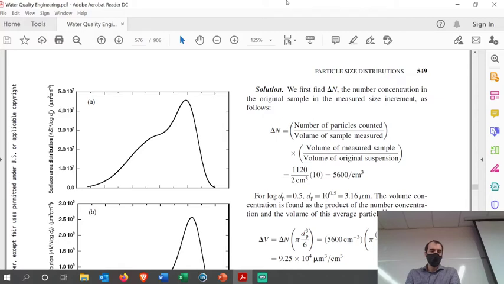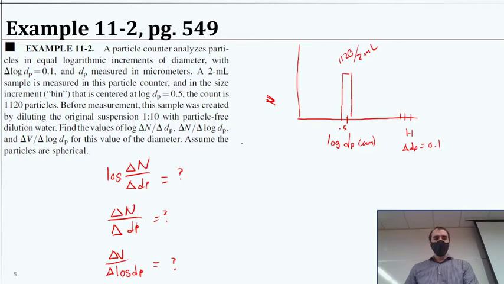To me, this is obvious once I see it, but not so obvious putting the pieces together without the book in front of you. It was not intuitive to me directly like this. So delta N, because we're going to need that. It asked for us to solve for a log of delta N over delta log dP, and we'll probably need that to convert for delta V.